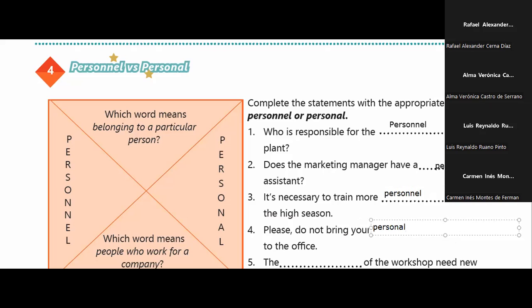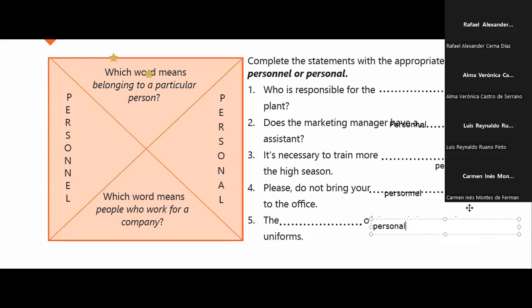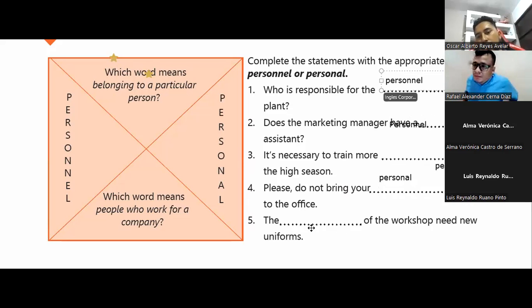Let's see, number five. Can someone help me? May I, number five? Yes, please, go ahead. The personnel of the workshop need new uniforms. That's right. Can you repeat it because of the pronunciation? The personnel of the workshop need new uniforms. Okay, the personnel, right?